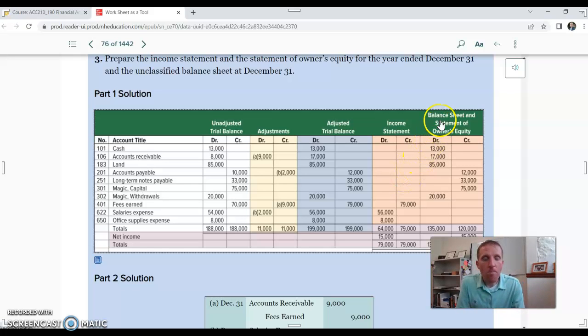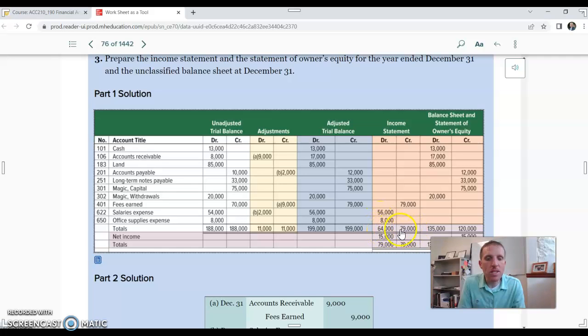Our balance sheet accounts are our permanent accounts, things that have a balance that is going to continue. So our assets: cash, accounts receivable, land; our liabilities: accounts payable, long-term notes payable; as well as our equity: our capital and our withdrawals. After the withdrawals, we switch over to our income statement, where we focus on our revenue earned and our expenses incurred. We have our revenue of $79,000 and the expenses that go against it.